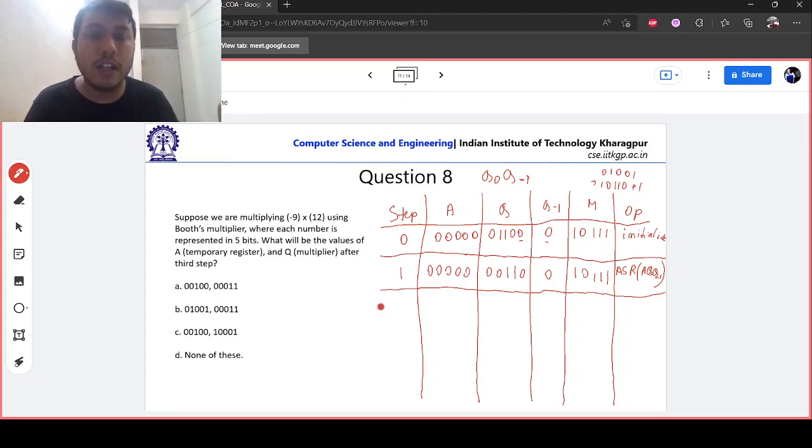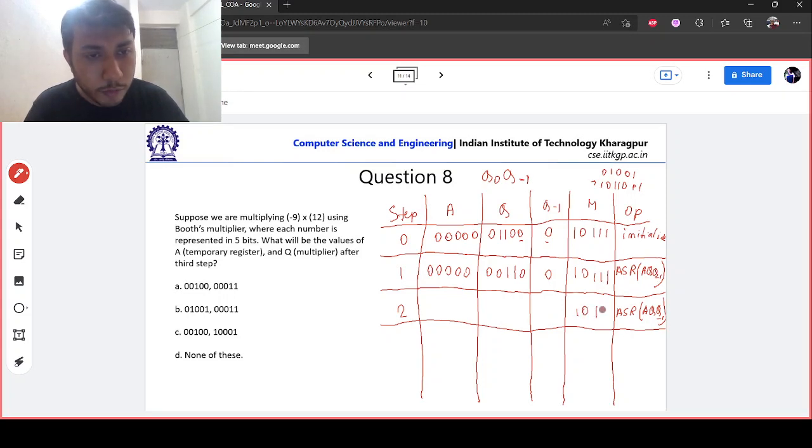So this is the first step. Why did we do it? Because the value at Q0 and Q minus 1 is 0 0, so we did an arithmetic shift right of A Q Q minus 1. For step 2, we again check what is the value stored in Q0 Q minus 1. Again 0 0. What will we do? The same arithmetic shift right of A Q Q minus 1.